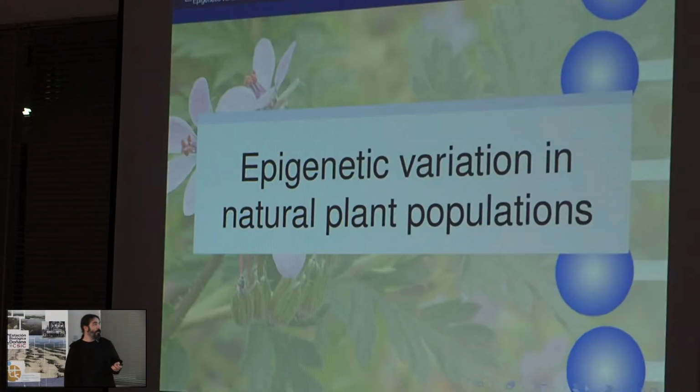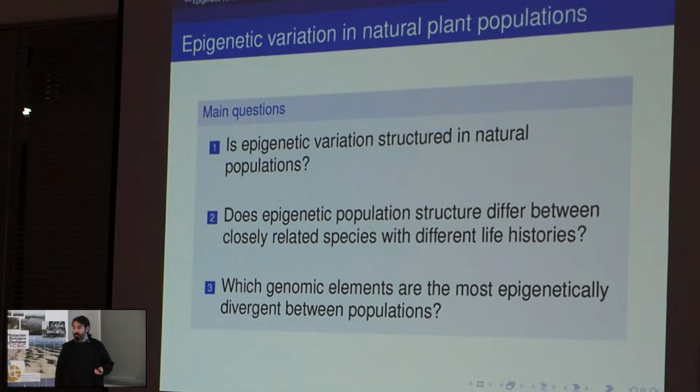So, as we say, we can sometimes detect epigenetic structure in natural populations. So I wonder how extended that is. I'll be revolving around these 3 questions. Is epigenetic variation a structure in natural populations? Is it common? Is it uncommon? Is it true? Is it false? Does epigenetic population structure differ between congeneric species that have different lifestyles or life histories?